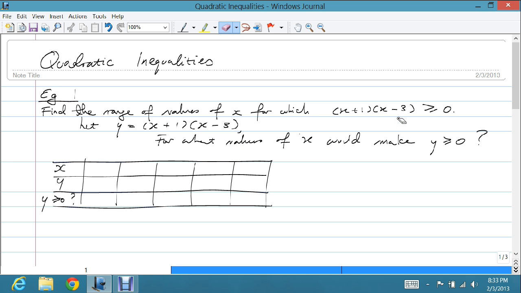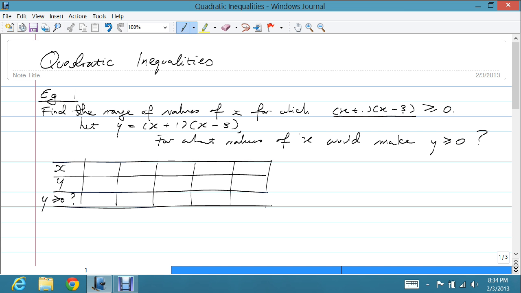Now, by asking this question, we can also interpret it as: let y equal (x + 1)(x - 3). For what values of x would make y bigger than or equal to 0? I introduce a y here to explain this quadratic inequality. It is a quadratic inequality simply because the left hand side expression is quadratic if we expand it out. It actually has factors x + 1 and x - 3.